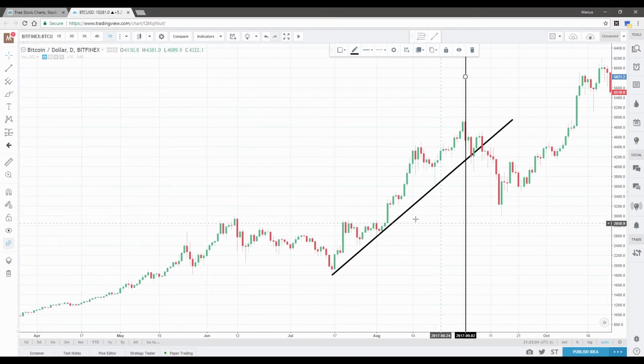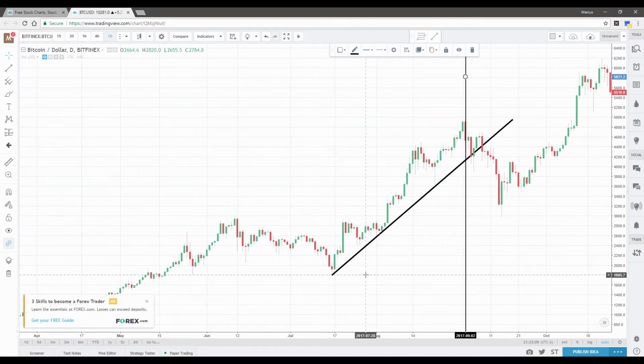We haven't touched anywhere else. So that's a two touch trend. All right. It could be considered multiple touches here because it's touched twice. So I would say this is a fairly strong trend line.